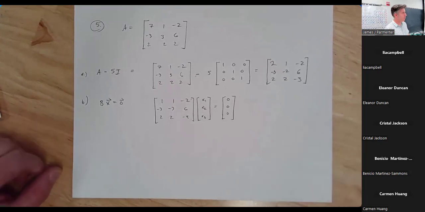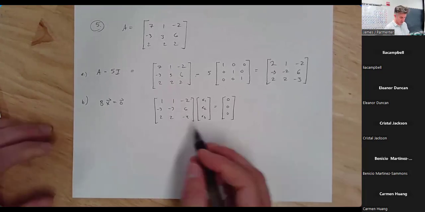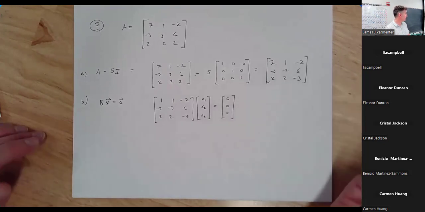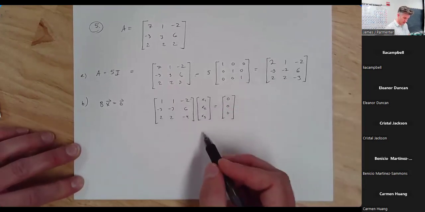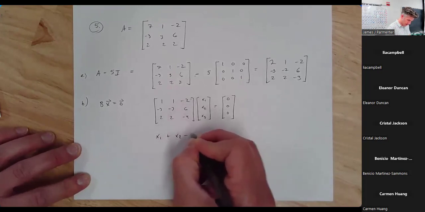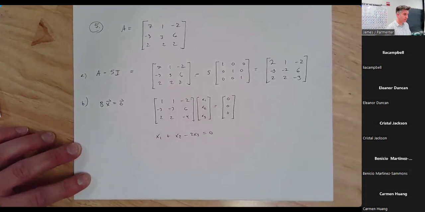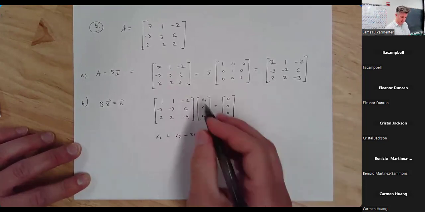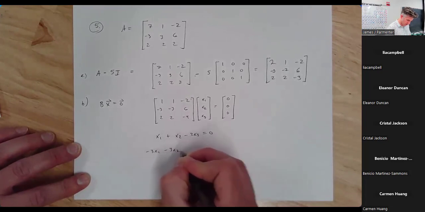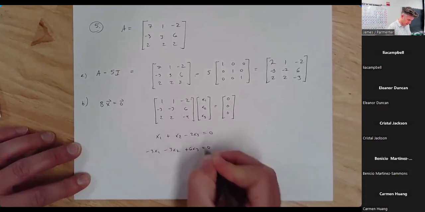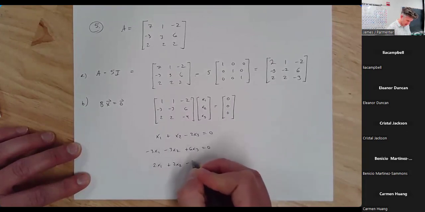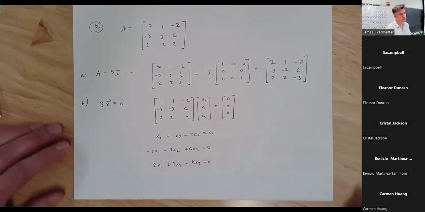So here, I want to point something out. This matrix multiplication just represents a system of equations. If you do this first row dotted with this column, you get 1x1 plus 1x2 minus 2x3 equal to 0. And then the second row dotted with the thing also. So it's -3x1 minus 3x2 plus 6x3 equal to 0. And finally, 2x1 plus 2x2 minus 4x3 equal to 0.